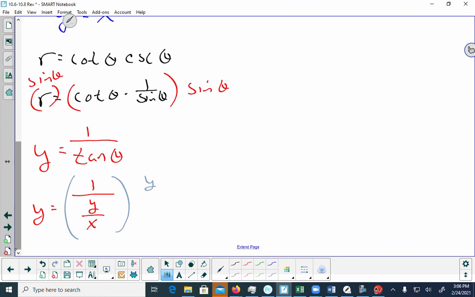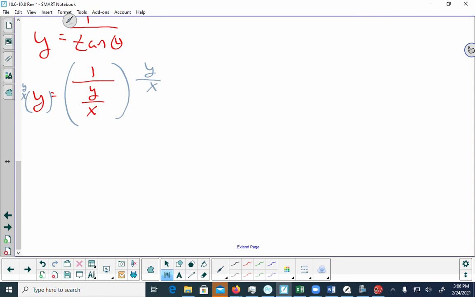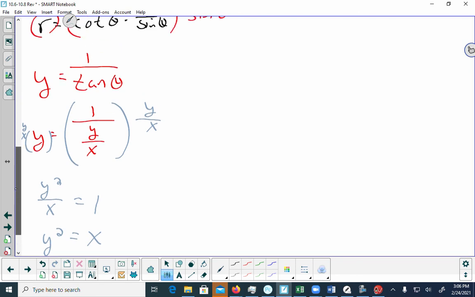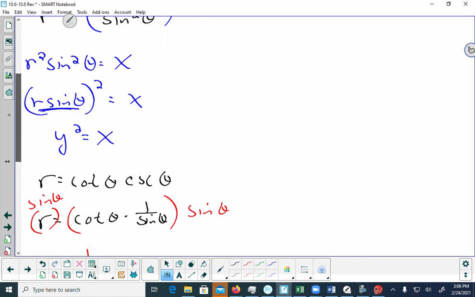I multiply this side by y over x, and I'm going to have y squared over x is equal to 1, which if I multiply both sides by x, I'm going to get y squared is equal to x. Either way is fine. Both ways are legit. It's just a matter of what you're more comfortable with and what makes more sense to you.